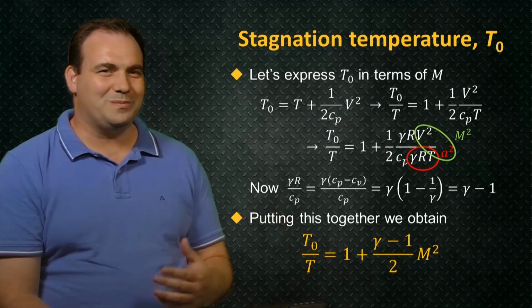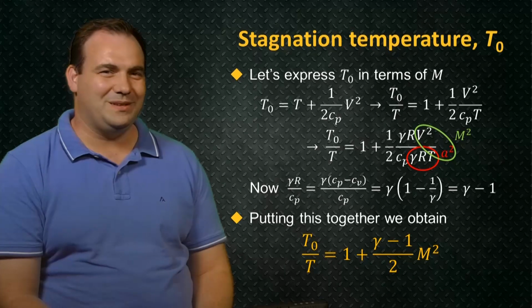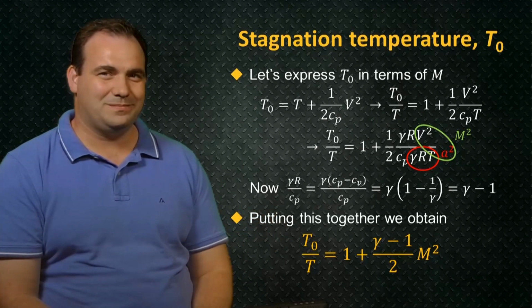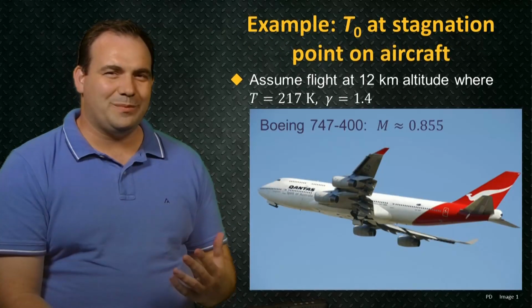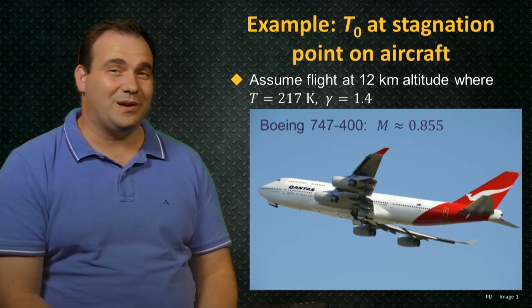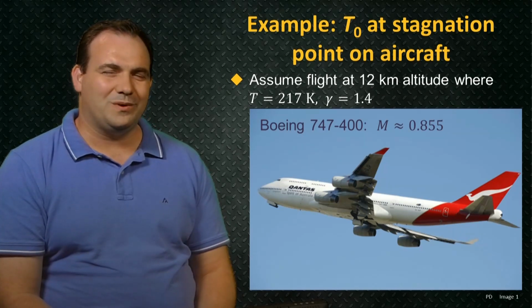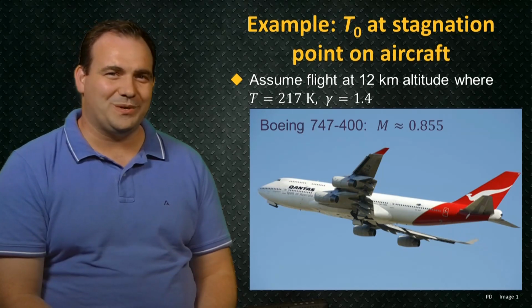In one of the problems that follow this video in the unit, you'll actually calculate just exactly what this fraction is. So that example with the car was a very low Mach number flow. What about if we're going a bit faster? What are the consequences for the stagnation temperature?